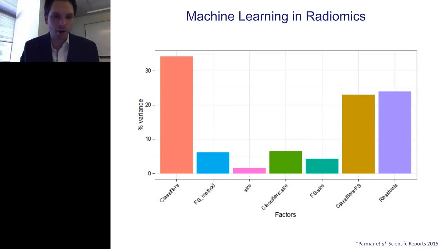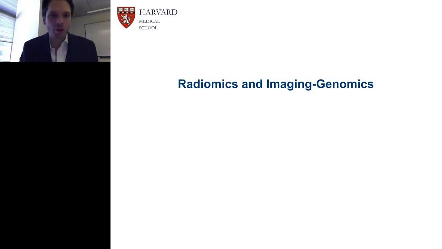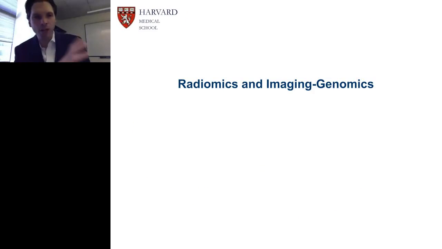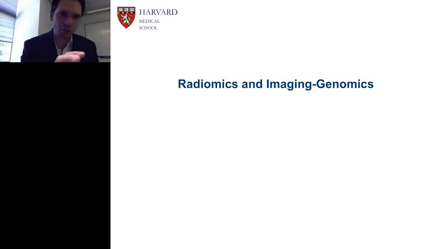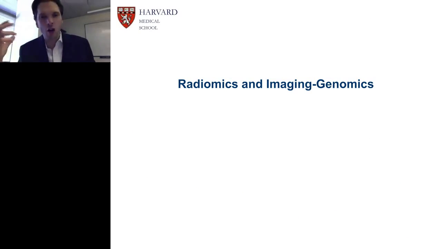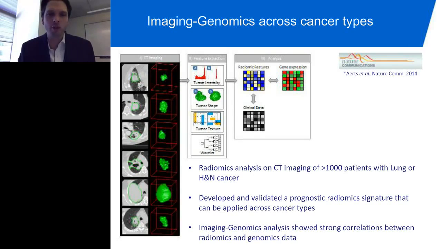So once we have imaging data, we have segmentations, and then we extracted features, now I want to give you some example analyses that we have done in radiomics and imaging-genomics. So one study that we published in 2014, in Nature Communications, was a radiomics analysis of over 1,000 patients with lung or head and neck cancer.